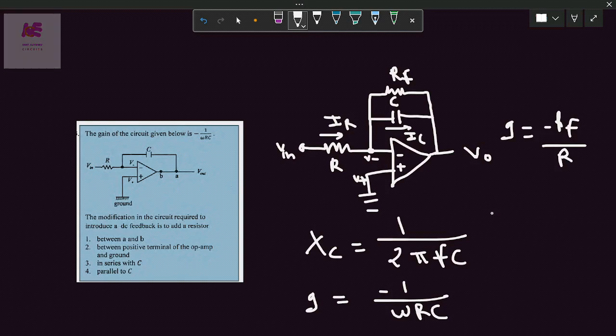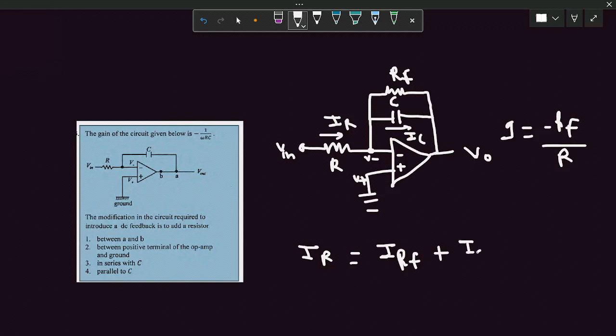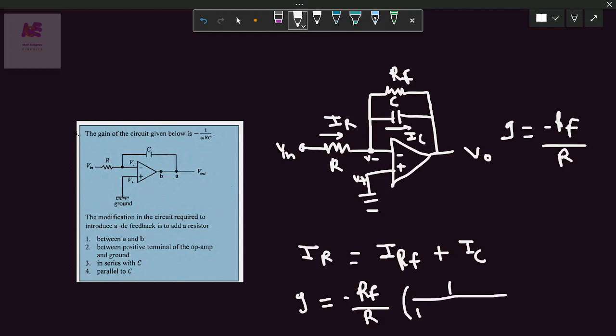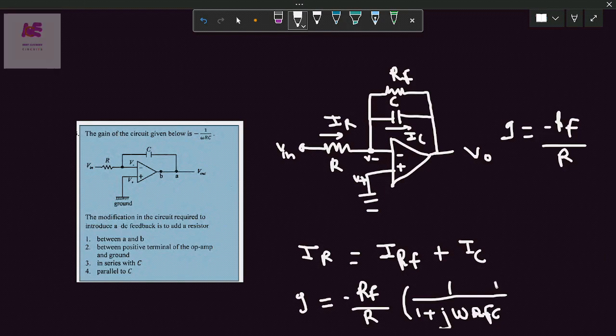We can again calculate the gain by taking the resistor in parallel with C in the feedback. IR is equal to the summation of IRF plus IC, and the gain we are getting in this case is minus RF upon R, in brackets, into 1 plus j omega RF C.